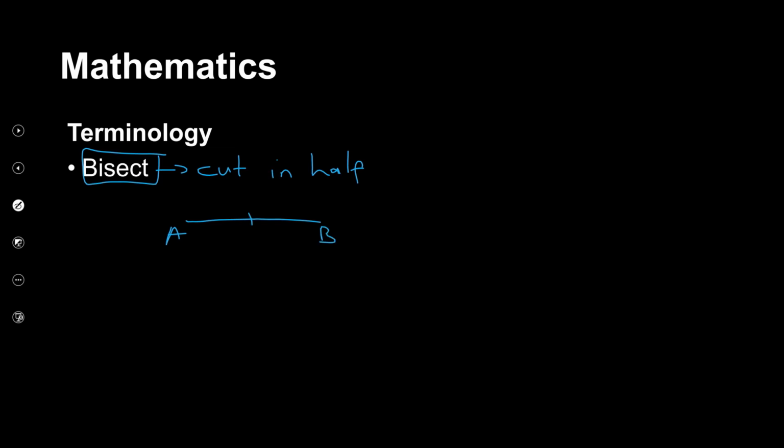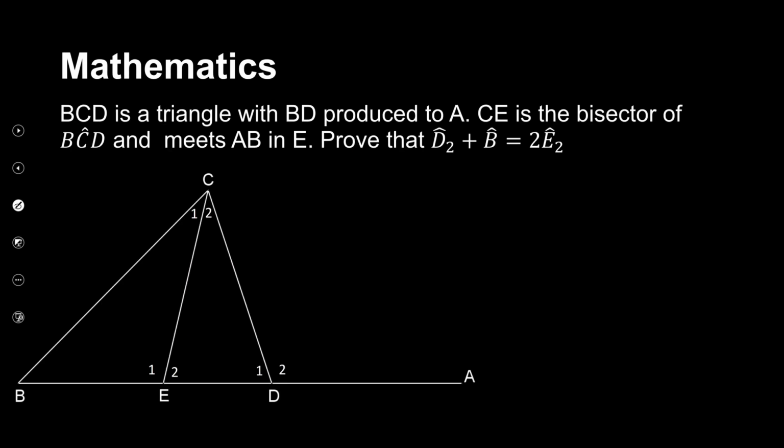So if a line AB is bisected at M, it means AM is equal to MB. That's what bisected means. Even with an angle, if I say this angle here is bisected, it will be divided into two angles which are going to be equal to each other. So that's what bisect really means. But now let's see how we can apply all of this in terms of the riders themselves.